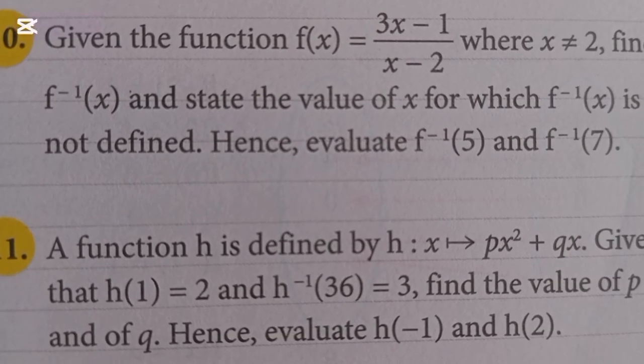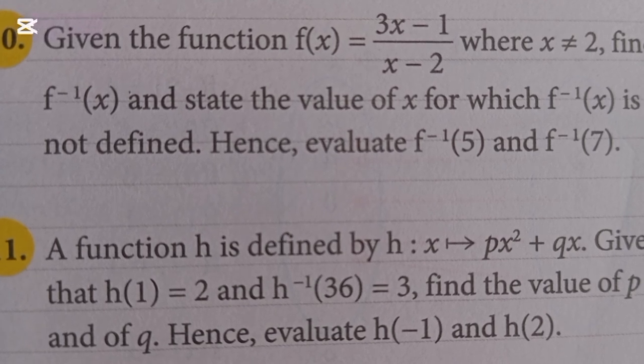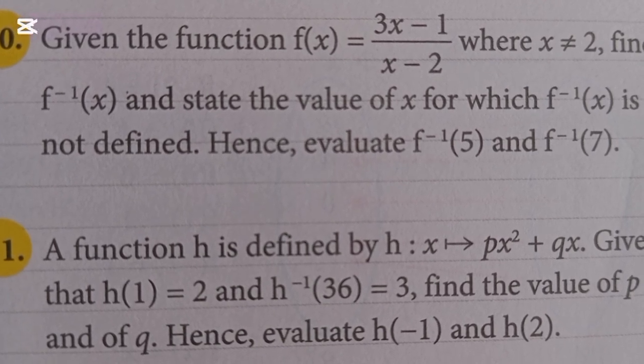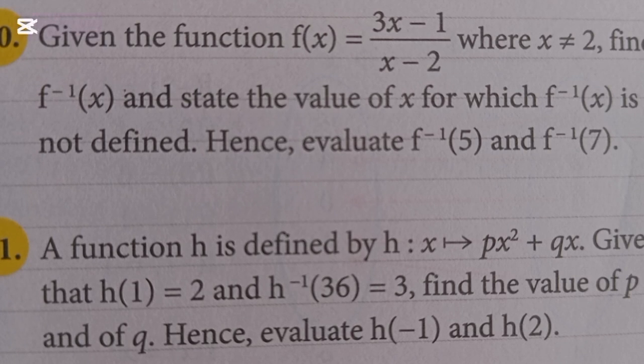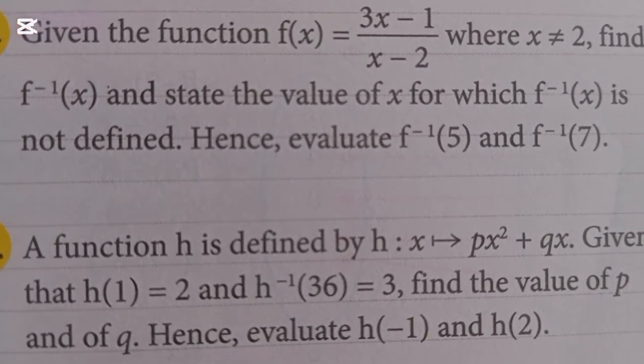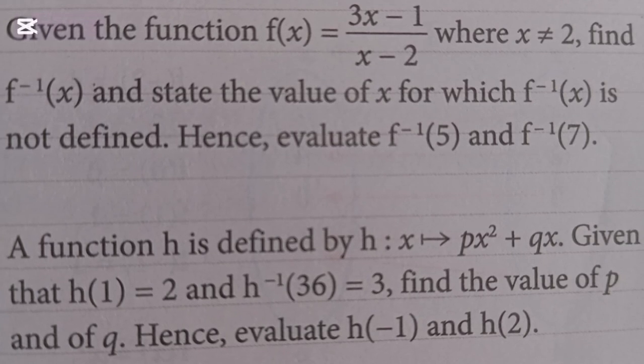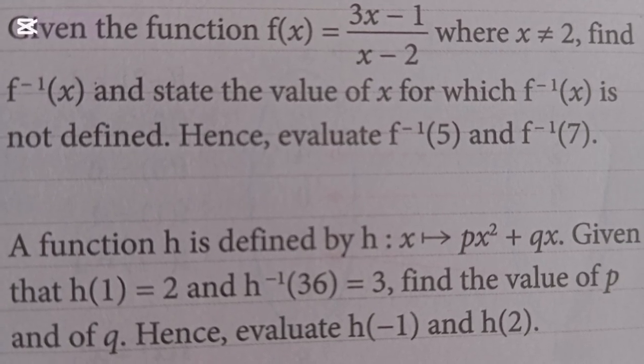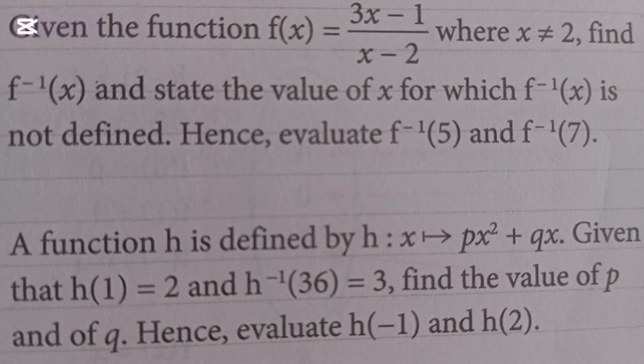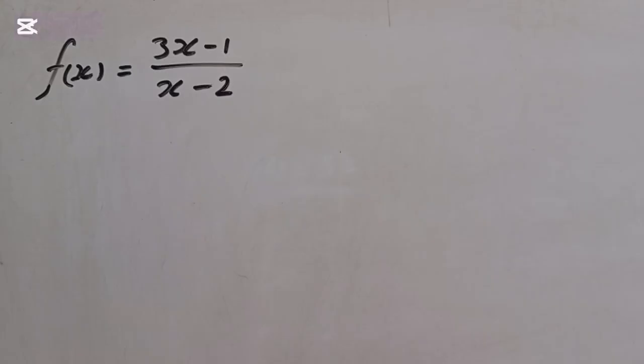Now statement of question number 10, given that the function f(x) equal to 3x minus 1 by x minus 2, where x is not equal to 2, find f inverse at x and state the value of x for which f inverse x is not defined. Hence evaluate f inverse at 5 and f inverse at 7. This is the given function.